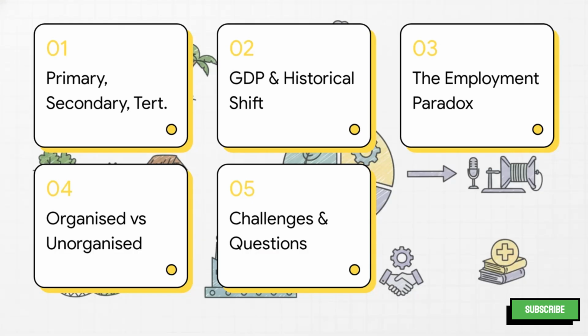All right, here's our game plan. We'll kick things off with the fundamental building blocks of any economy. Then, we'll see how those blocks measure up and how they've shifted over time, pretty dramatically, I might add. After that, we get to the really juicy part, a surprising puzzle about where people in India actually work. From there, we'll look at what this means for millions of workers in the real world, and we'll wrap up with the big, tough questions that are going to shape India's future.